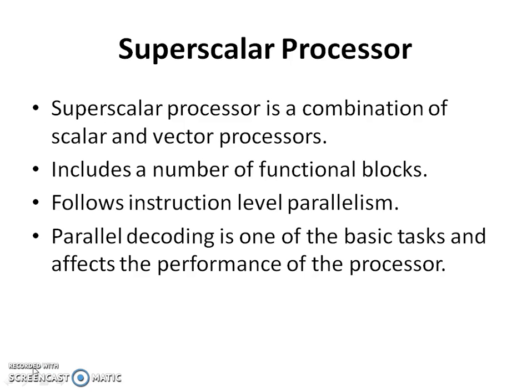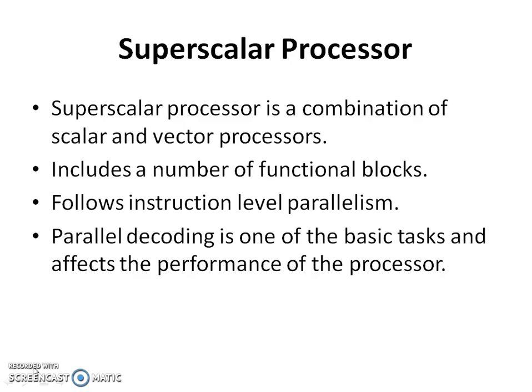The objective of superscalar processors is to obtain maximum speed. Hence, it is a combination of a vector and a scalar processor, as it includes a number of functional blocks, and a single item of data is processed in each of these functional blocks simultaneously. Superscalar processors follow instruction level parallelism, which is a technique that executes multiple instructions in parallel.